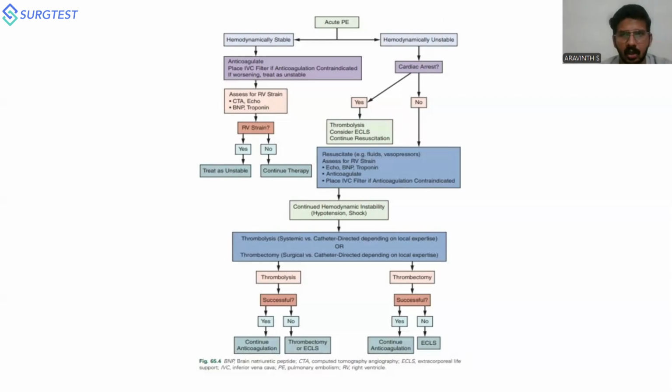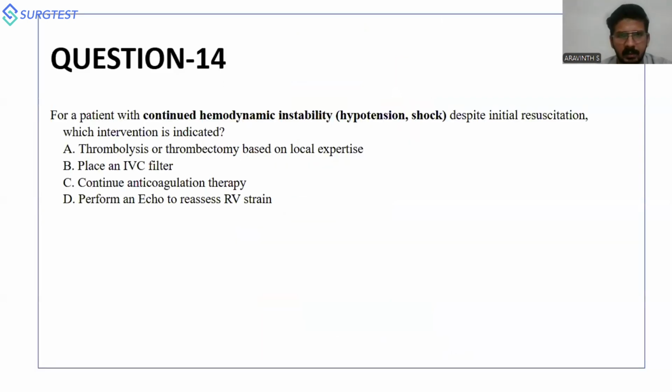to provide initial resuscitation. Which intervention is indicated? A. Thrombolysis or thrombectomy based on local expertise. B. Place an IVC filter. C. Continue anticoagulant therapy. D. Perform an echo at this point to assess for RV strain. We have a couple of A's. Okay, a lot of A's.